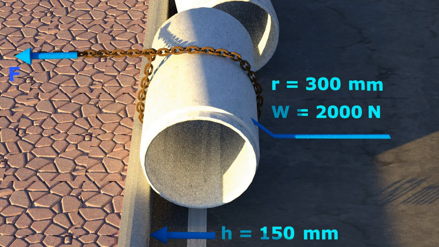So again this is a problem of equilibrium. But the only difference is F is applied in horizontal direction. So when it is extended, it will pass through a point on the circumference and is not passing through the center of gravity of the pipe.